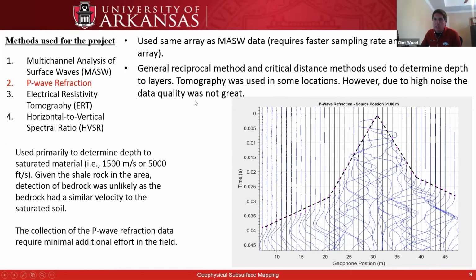The data quality wasn't particularly great in this case, just because there was a lot of traffic noise at this particular site. Used primarily to determine the depth of saturated materials. As I said before, the shale rock and the P-wave velocity of water were very similar at this site, so it was very difficult to pick up where rock was, but we could pick up where saturated layers were below the surface. And this is going to be complementary to the electrical resistivity tomography in this case.